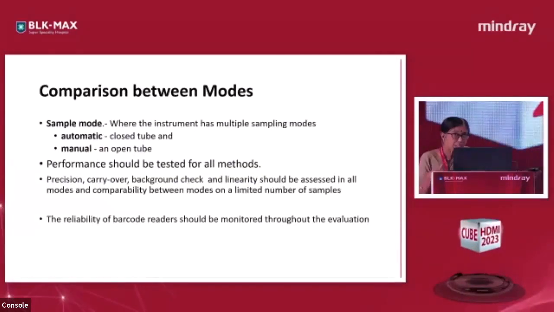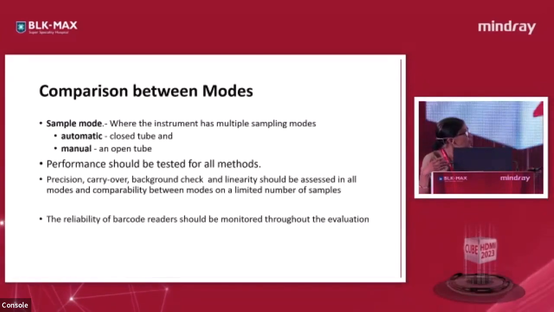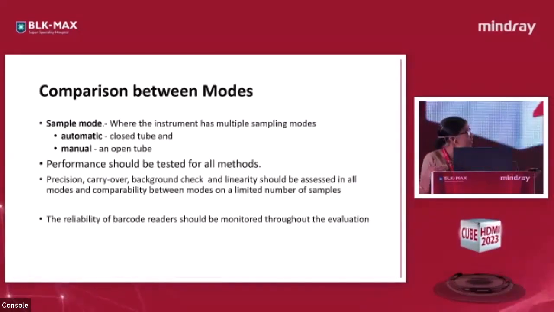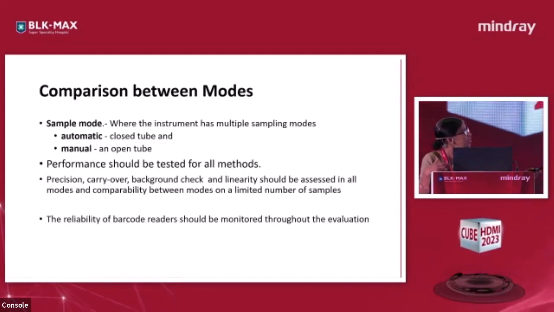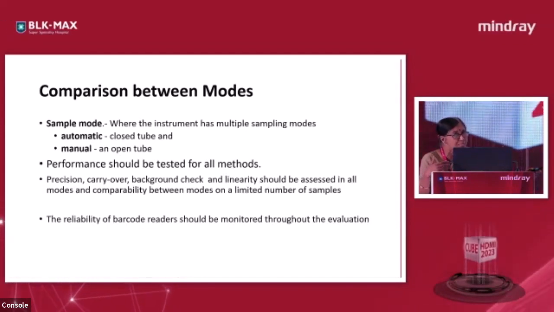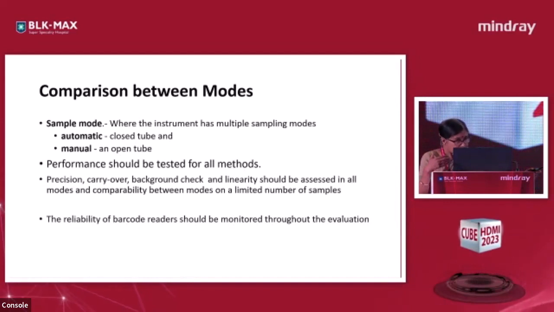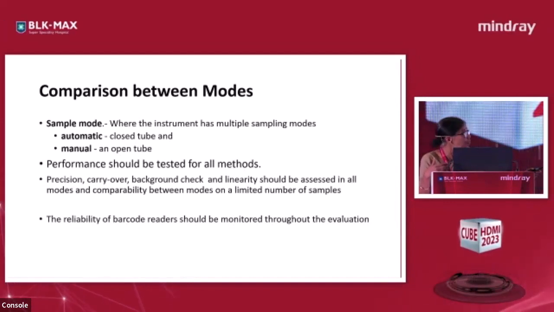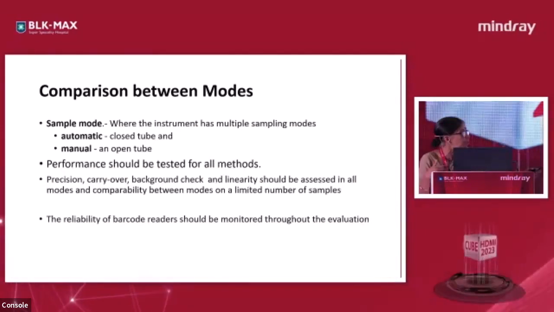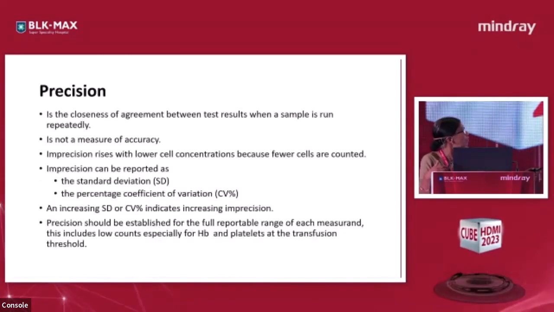It's also important to keep in mind that sample modes, when we have more than one mode, most of the equipments do have automatic and manual mode. It's important to verify the performance of both the modes for all the parameters that we already spoke about. The reliability of barcode readers should also be monitored throughout the evaluation.